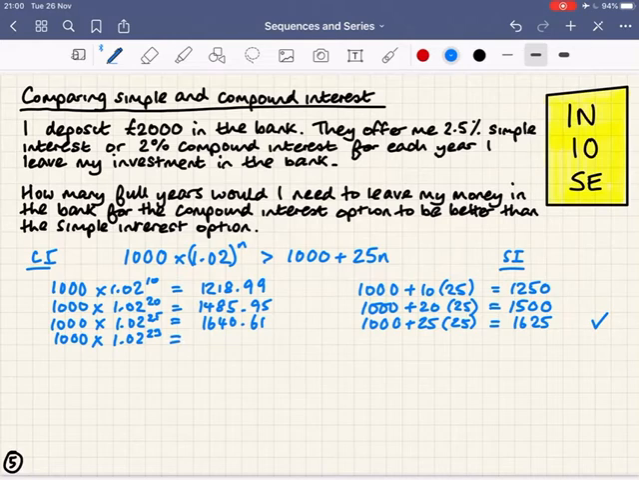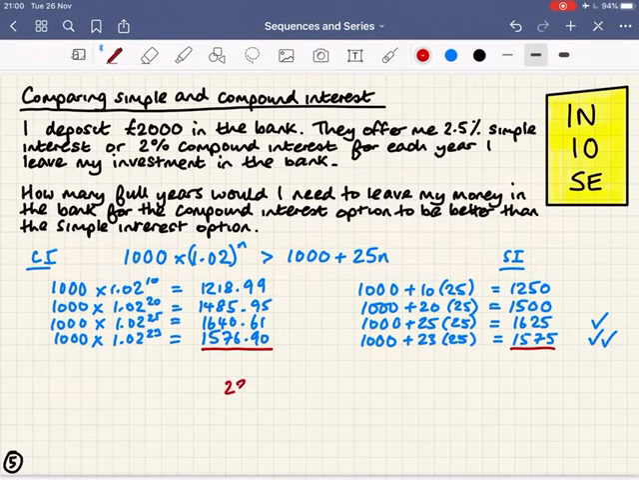1.02 to 23 is 1576.90, and over here it would be 1000 plus 23 lots of 25, which equals 1575. That's very close, but this one is our correct answer because, as you can see, it just crosses over at the end of the 23rd year. It's just better with compound interest. So 23 years.